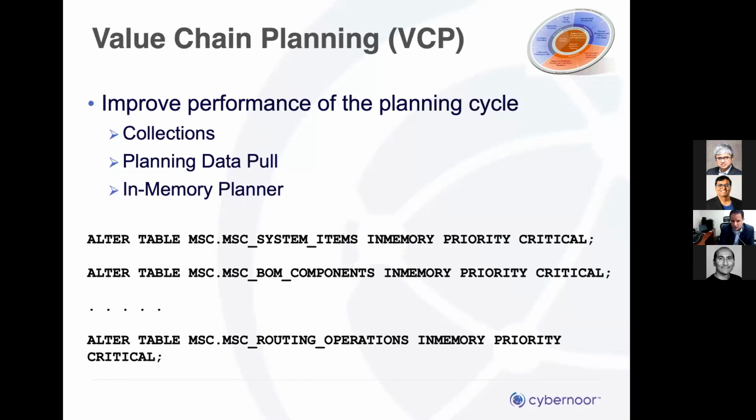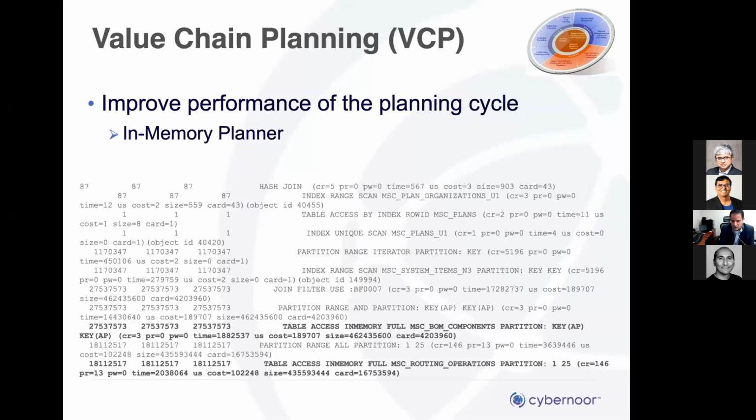plan. So in this case, what we did is we put all the MSC tables that are involved in the planning process. Like MSC system items, which stores the master list, the BOM components, the routing operations, et cetera. There's about 10 or 12 such tables that were placed in the memory store. So if you look at, for example, this was a trace of one of the main SQLs that the in-memory planner runs to pull all the data that has been collected, load it into memory, and then start the supply chain planning process.